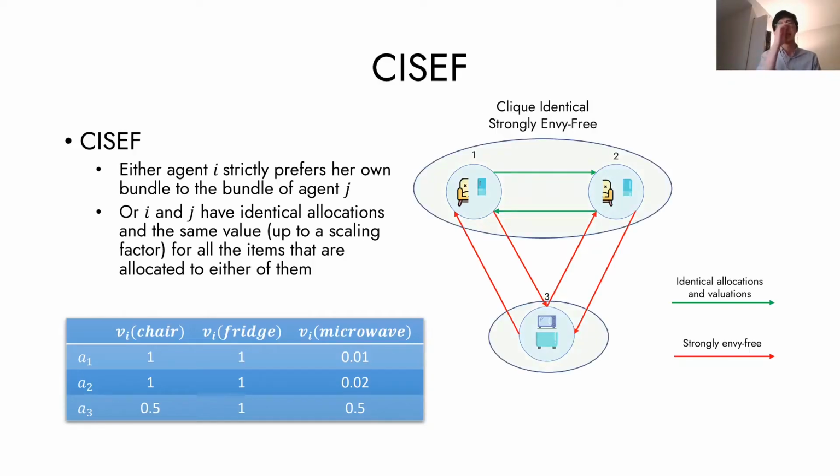So why do we call it CISEF? The reason is that we can actually just group agents into cliques where any edge between cliques is always going to be a strong envy-free edge. And within a clique, because agents have identical allocations and valuations, in some sense, they're kind of just like one large agent. So it's almost strongly envy-free.